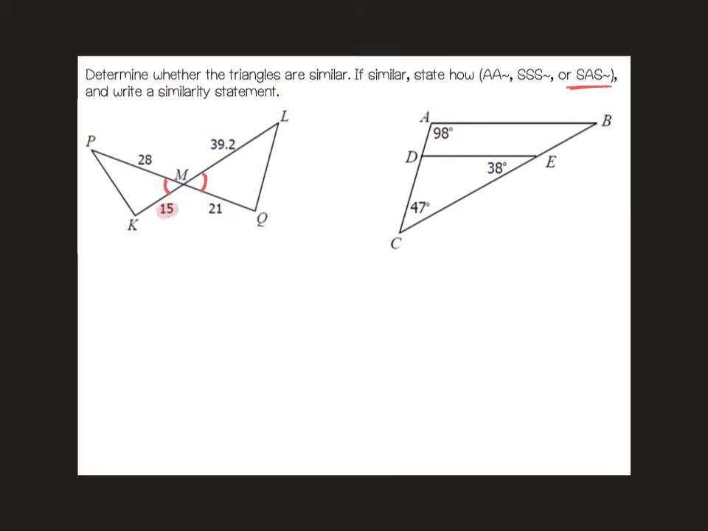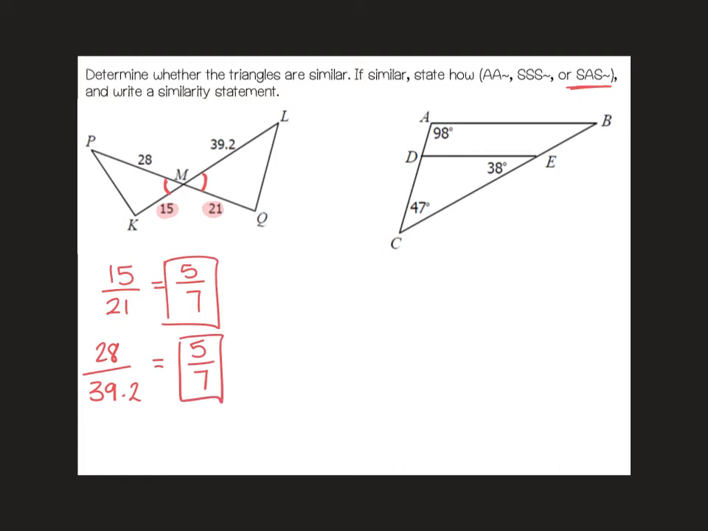So smallest side on the left triangle, smallest side on the right. That's 15 over 21. When you divide both by 3, you get 5/7. Similar process for the top, so 28 over 39.2. When you simplify that, you do get 5/7. So these are proportional. We have the angle in the middle that's congruent, and so that means these are similar by side angle side.